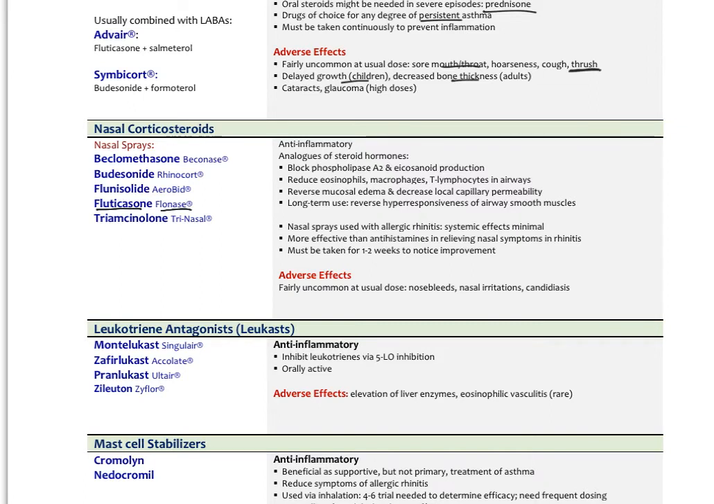They're more effective than antihistamines in relieving nasal symptoms of rhinitis. So people that are on chronic antihistamines, when they switch to this, they have to take it a lot less frequently. Usually it takes a couple of weeks for the improvement to be noticed.